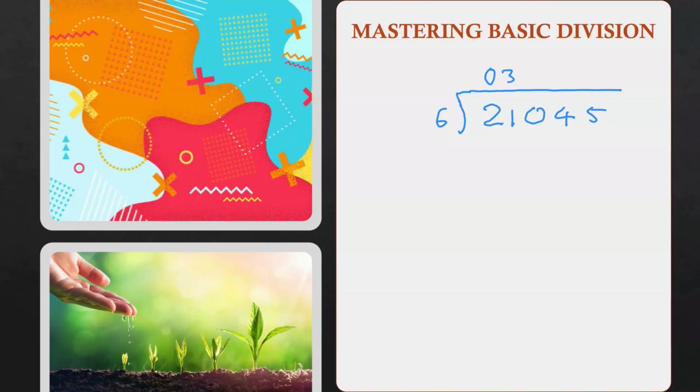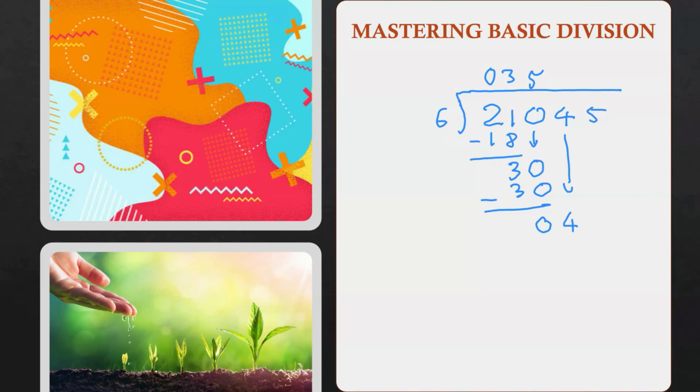3 times 6 is 18. You got 18 and you subtract. Now, so you have a 3. Now the 0 come down. Now 6 go into 30, you have 5 times. So 5 times 6 is 30. Now you subtract, you get a 0. Now next, you have the 4 coming down.